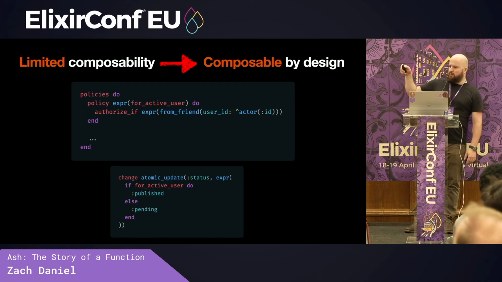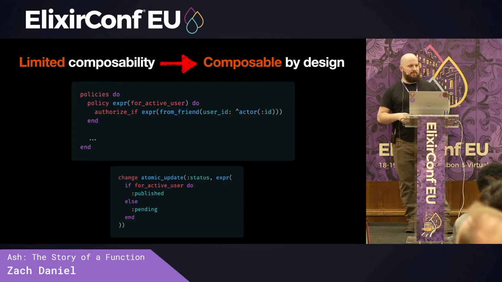These are updates that happen in a single statement in the database. So I can say set the status to published if it's for an active user, otherwise pending. And this happens in the database as part of the single update statement that we make for the record or records.